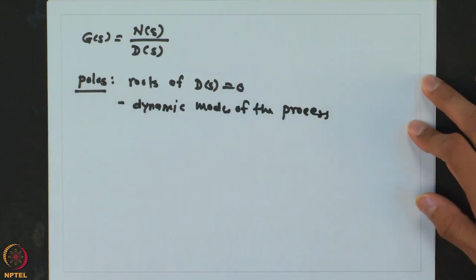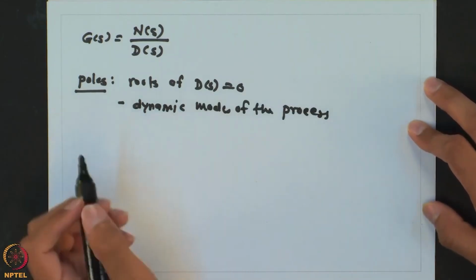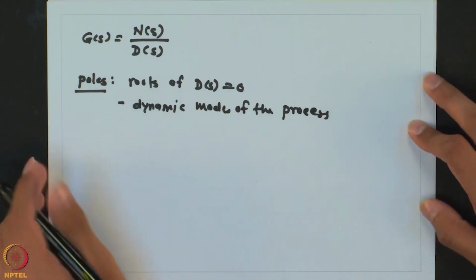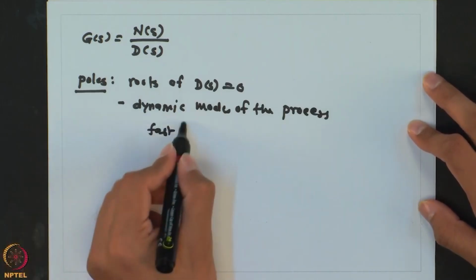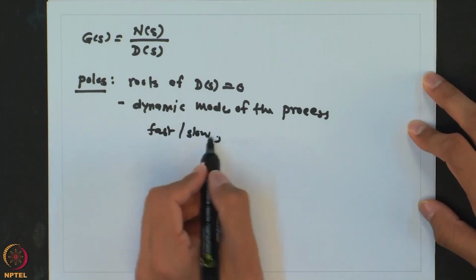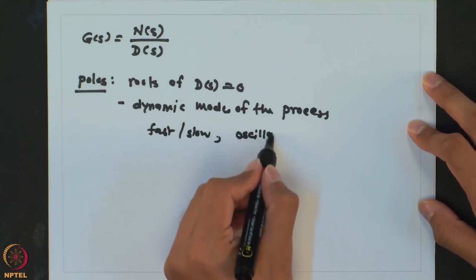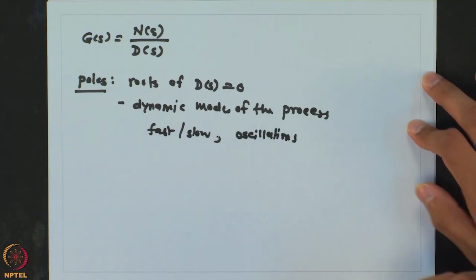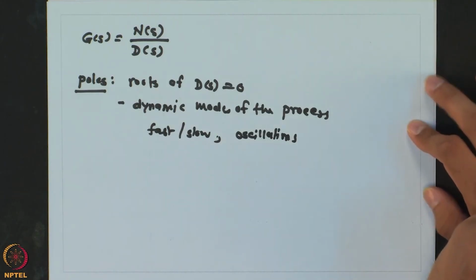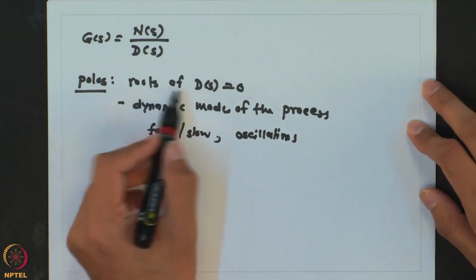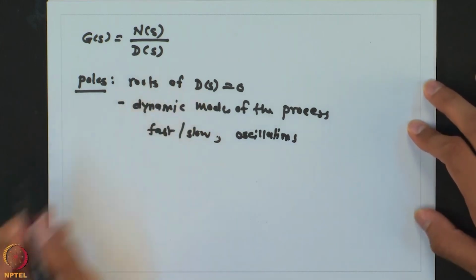By dynamic modes, what I mean is it tells you whether the system is fast or slow, whether there would be oscillations. All those dynamic modes which are possible for a system would be given by roots of this polynomial D(s).